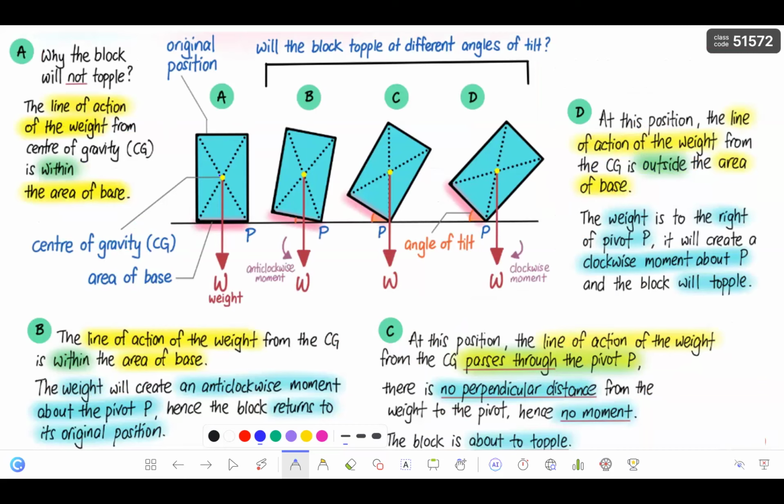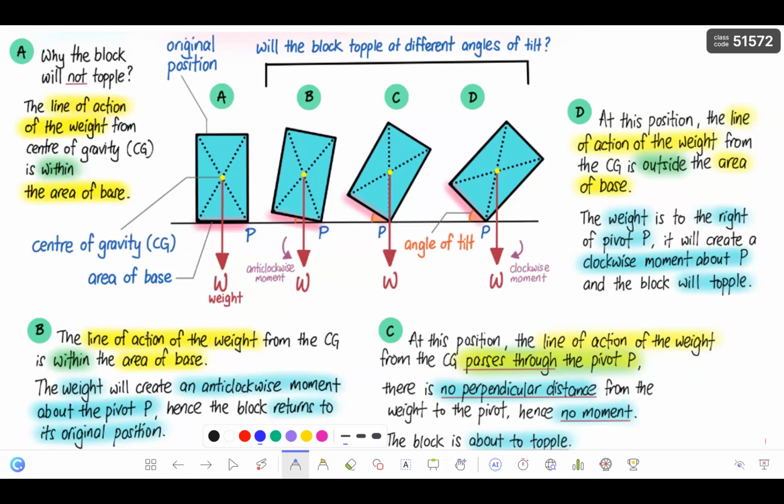So let's take a look at point A. At point A, my block is not tilted. So the line of action of the weight, you can see the highlighted ones are the important points, is still within the base area. So nothing is going to happen. This object is in the original position, very stable. I tilt this object slightly. I go to position B.